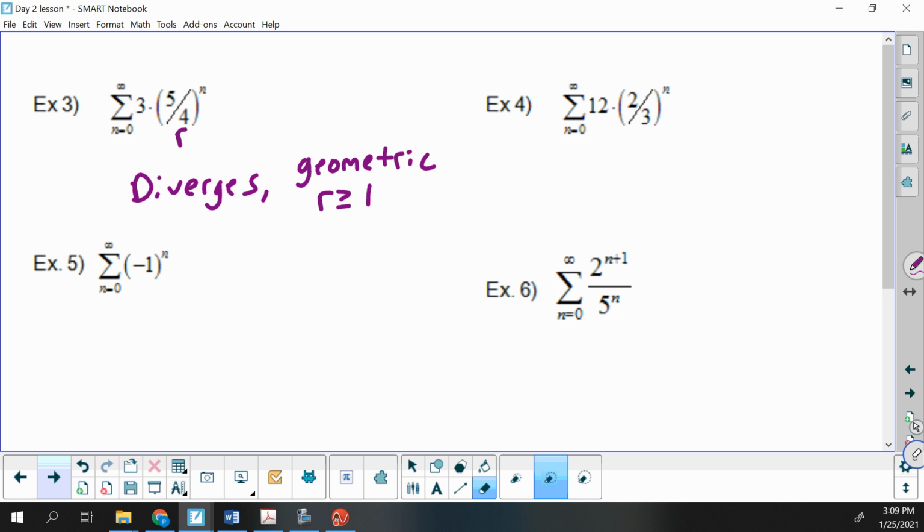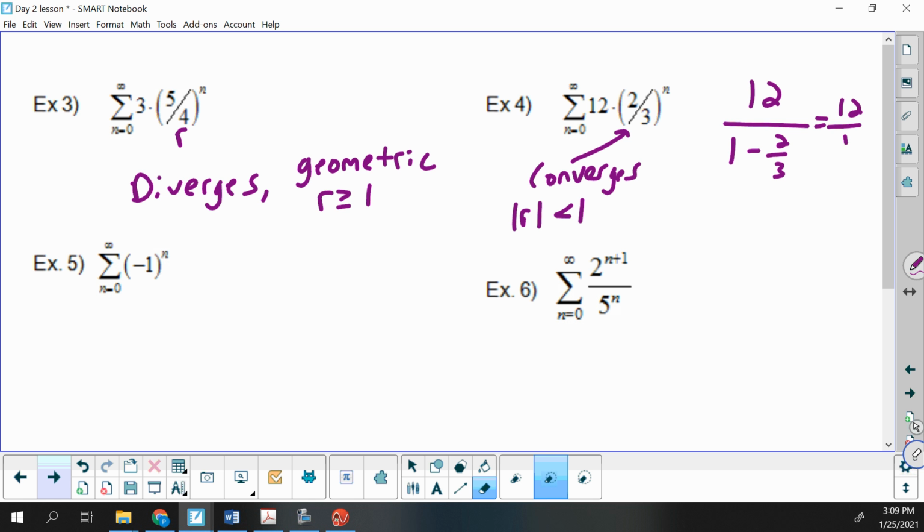Basically, this whole unit is telling if things converge or diverge and giving a reason why. So this one, we would say converges, since the absolute value of r is less than 1. And because it's converging, we can find the sum. So our a1, if we put in 0 for n, that'll be 12 times 2/3 to the 0, which is 12. Our r is 2/3, so this is 12 over 1/3, or in other words, 36 for our infinite sum.